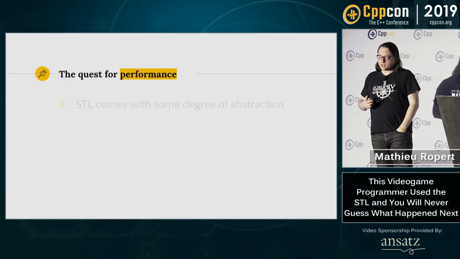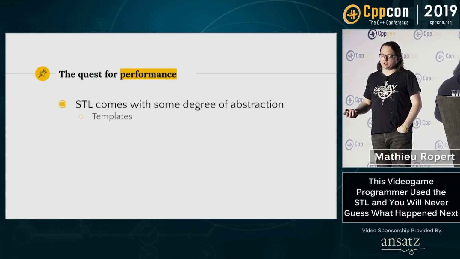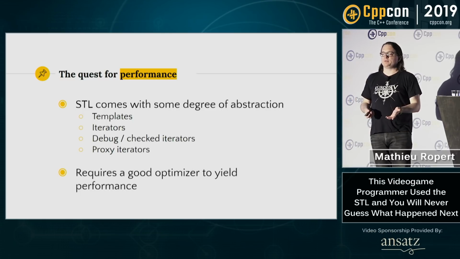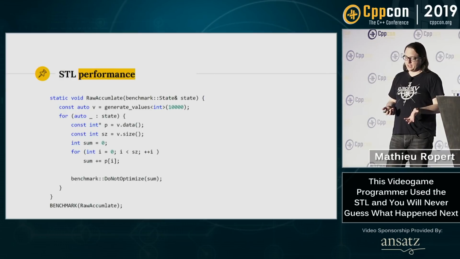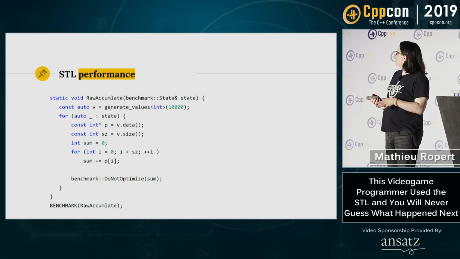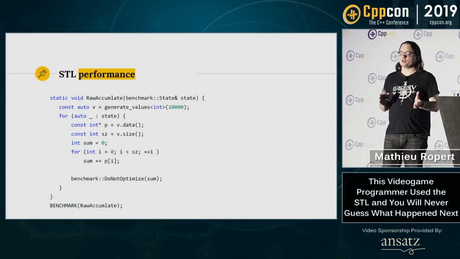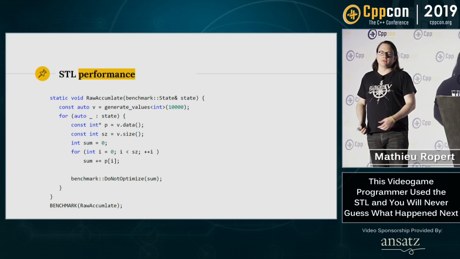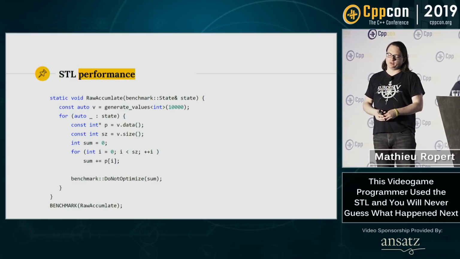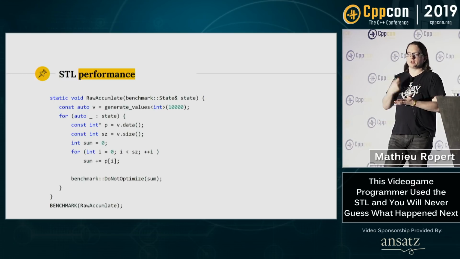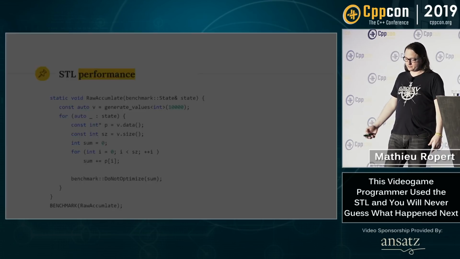All right. So, sure, we come with a degree of abstraction. We have templates, we have iterators, we have checked iterators, we have proxy iterators. It requires a good optimizer to yield good performance. If you want a good example, let's do a benchmark. I'm trying to just do a stupid accumulate function, right? I generate like 10,000 integers with a Mersenne Twister that I found on the internet. And then I just loop around the thing and accumulate with a raw loop. This is as close to the machine as I can get without going assembler.